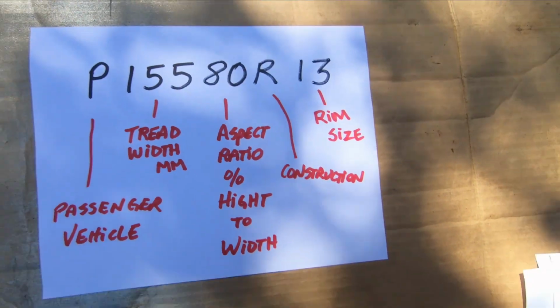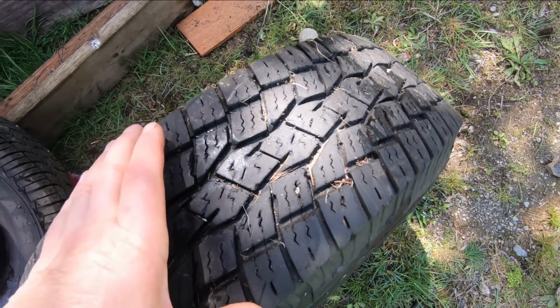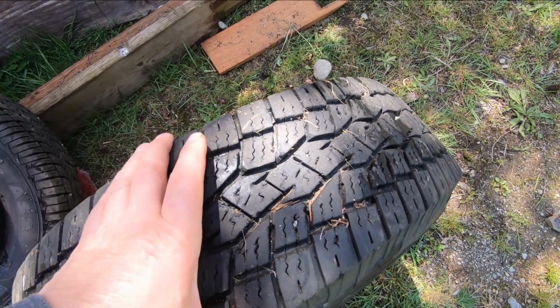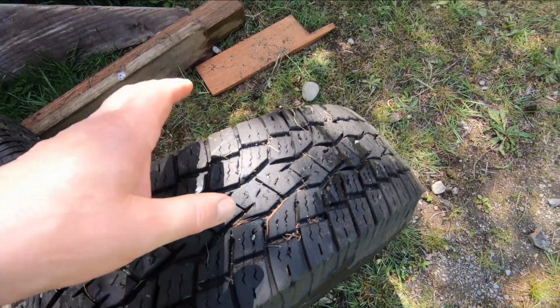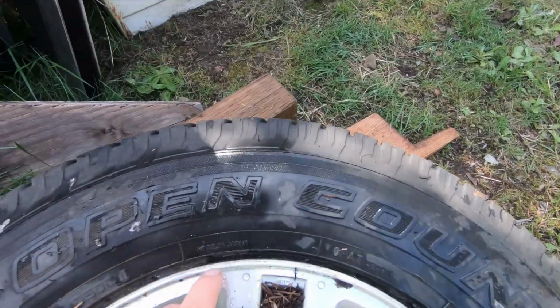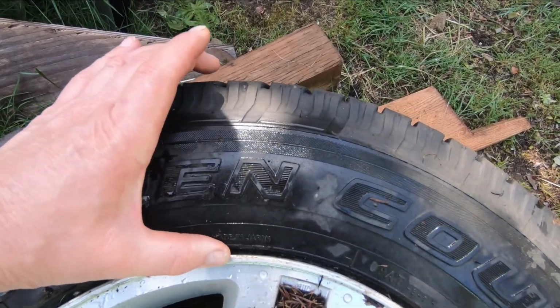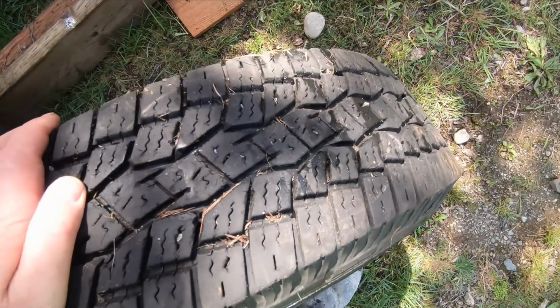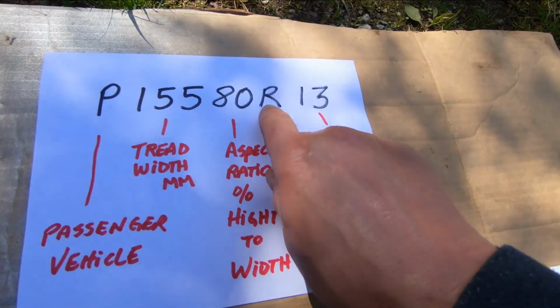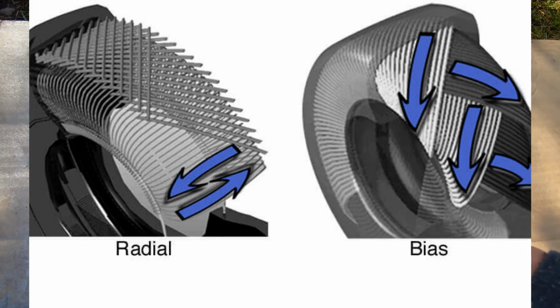So let me show you what that looks like in the actual tire. Okay, so say you had this width here, say this is 155, and you got an aspect ratio of 80. What that means is the height from the top of the rim here to the top of your new tread would be 80% of that width, okay? Okay, and the R, it stands for the construction type. This is designating a radial tire.